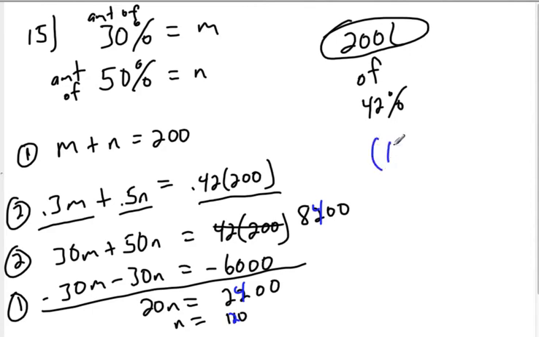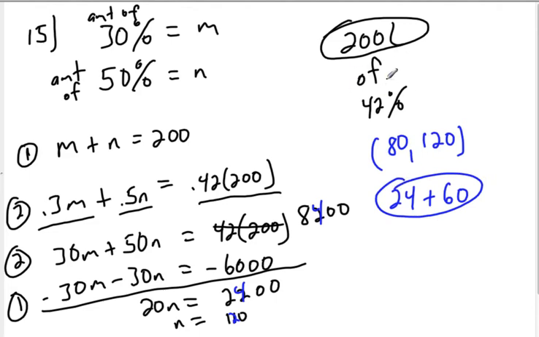So we have 80, 120. Okay, which 30% of 80 is 24, plus 60, so 84. So this is correct, because 80 plus 120 adds to 200, and 24 plus 60 equals 84, which is 42% of 200. So this is the answer. Alright, sorry that took so long. But sometimes we gotta fight through some mistakes. That's just how it is.